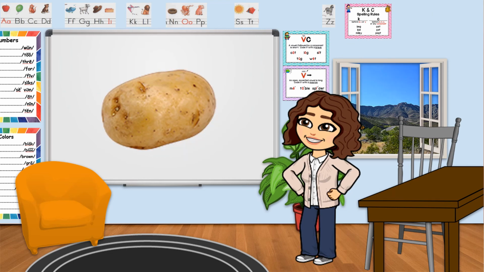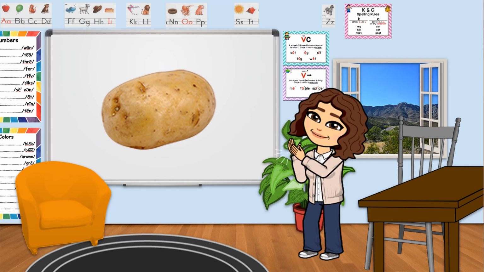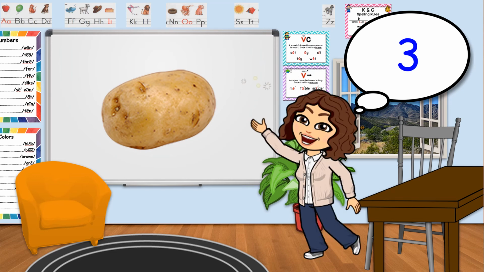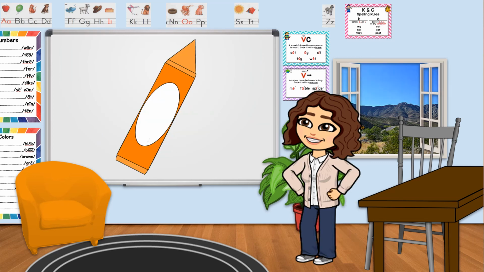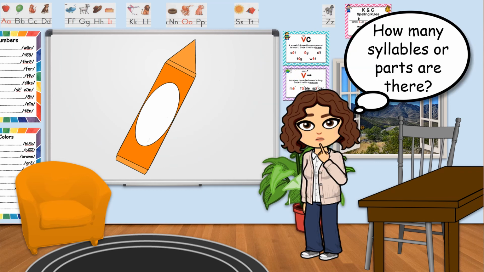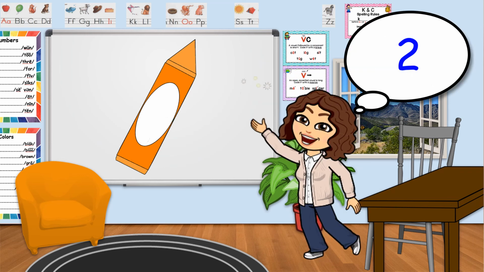Here's a long one. Potato. Let's clap it out. Potato. How many syllables are in this word? There are three syllables in this word. Orange. Let's clap it out. Orange. How many syllables are in this word? There are two syllables in this word.